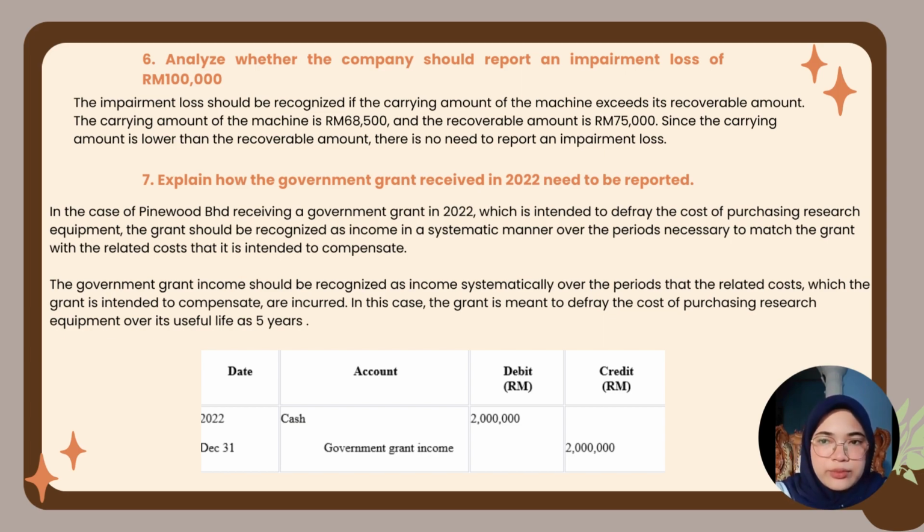In the case of Pinewood Berhad receiving a government grant in 2022, which is intended to defray the cost of purchasing equipment, the grant should be recognized as income in a systematic manner over the period necessary to match the grant with the related cost. That is the cost intended to be compensated. The government grant income should be recognized as income systematically over the period that the related costs, which the grant is intended to compensate, are required. In this case, the grant is meant to defray the cost of purchasing research equipment over its useful life of 5 years.